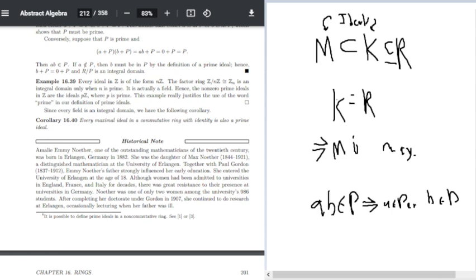Since every field is an integral domain, we have the following corollary. Corollary 16.40. Every maximal ideal in a commutative ring with identity is also a prime ideal.